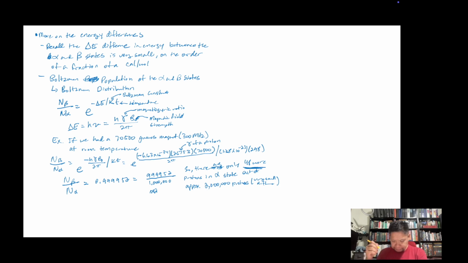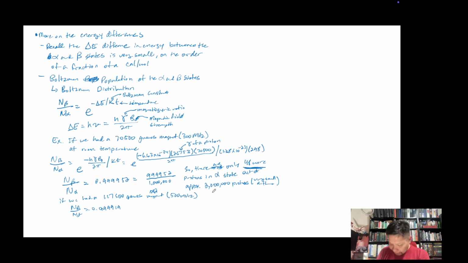And so, for example, if we increase the field strength of the magnet to 500 megahertz, so if we had a 117,500 Gauss magnet, that actually corresponds to a 500 megahertz instrument, so a little stronger. And we did the calculation, our N beta over N alpha would equal 0.999919.